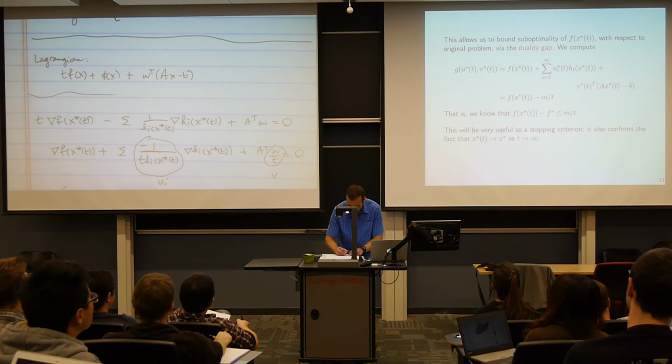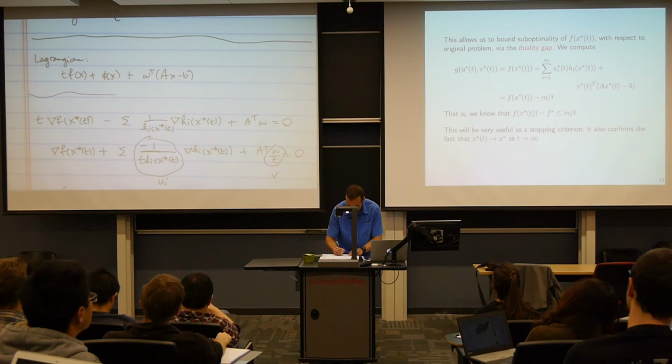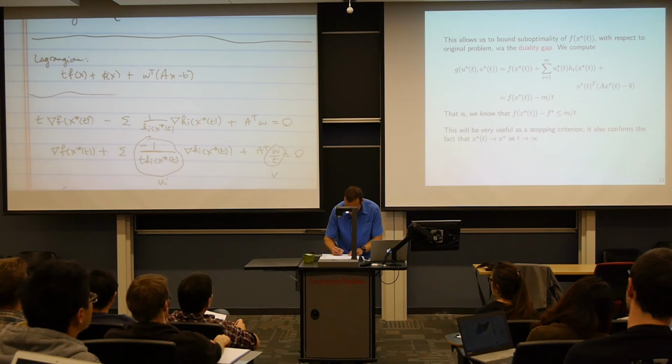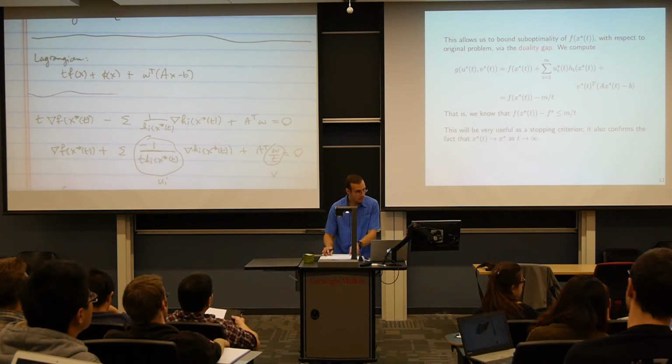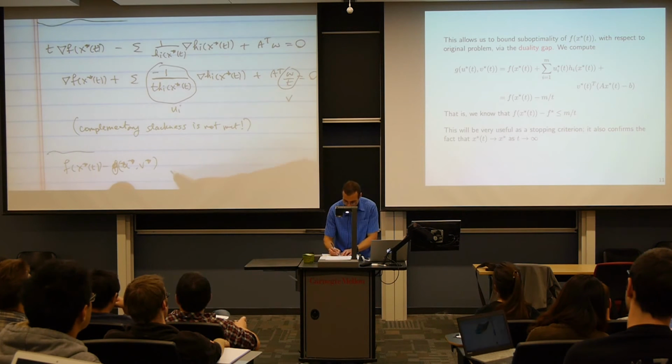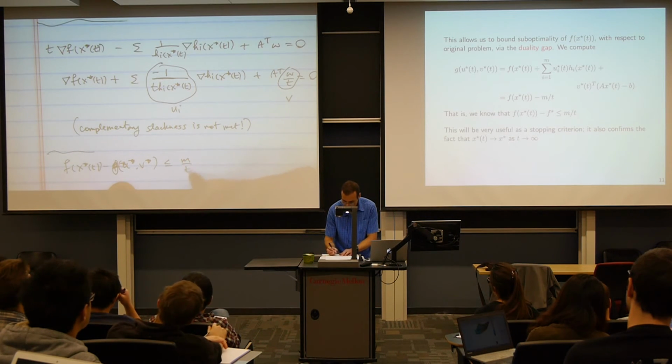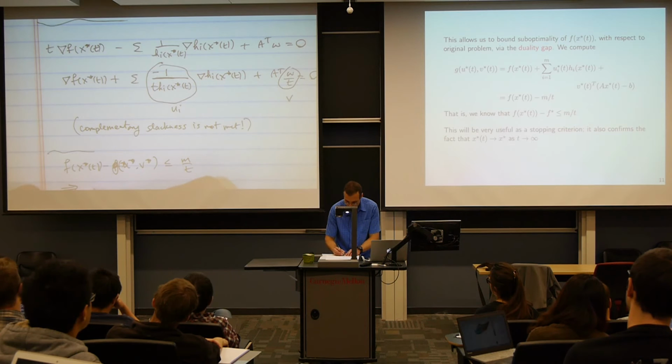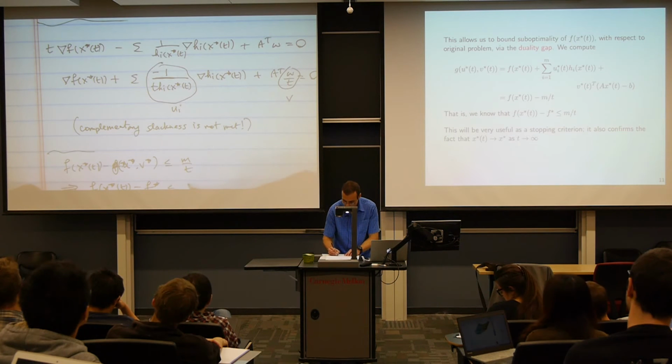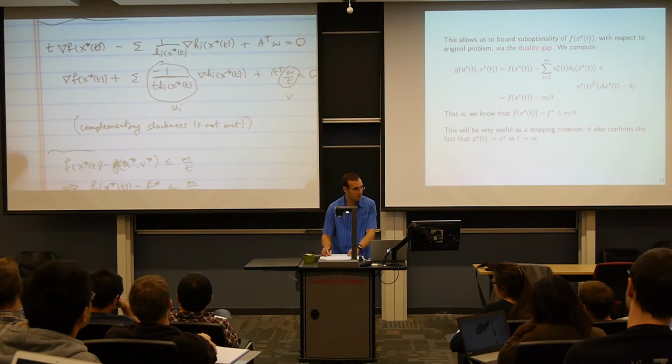We've shown that f of x star of t minus f star, sorry, first we've shown that if I take these feasible dual points, this is less than or equal to m over t, and that implies, we know that implies from our study of duality, that the suboptimality is bounded also by m over t.